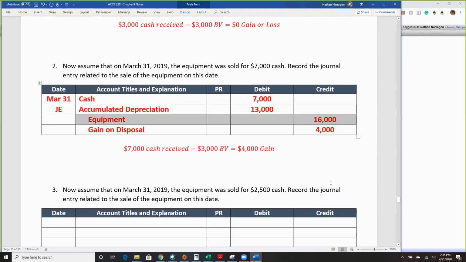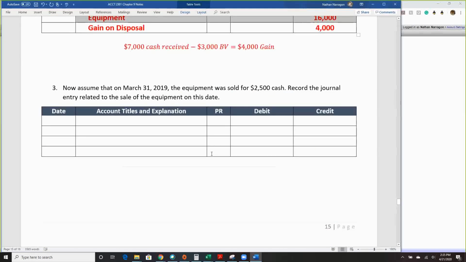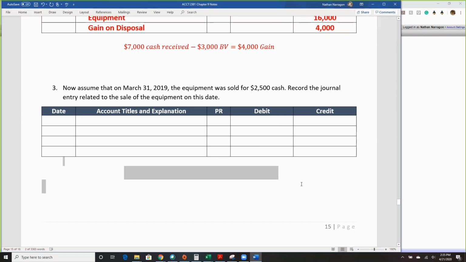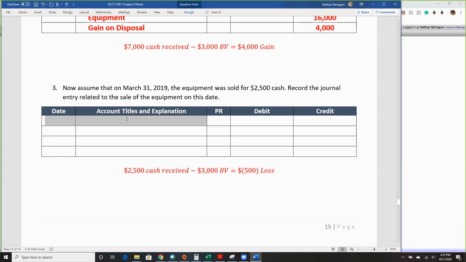So there's only 3 scenarios. You probably already know what happened with this one. But again, if you look at it, this is the cash I received. So this is definitely less than my book value. So for this instance, I would actually have a loss. I would have lost $500. Sorry. So cash is $2,500.